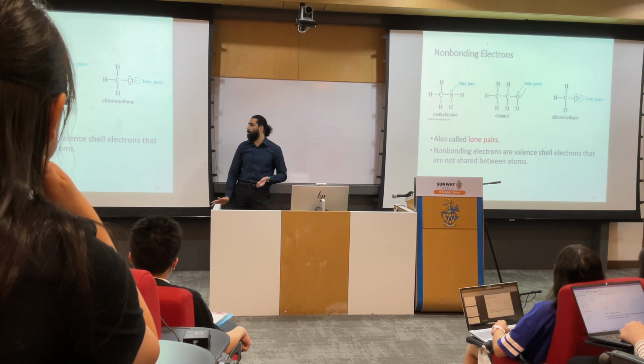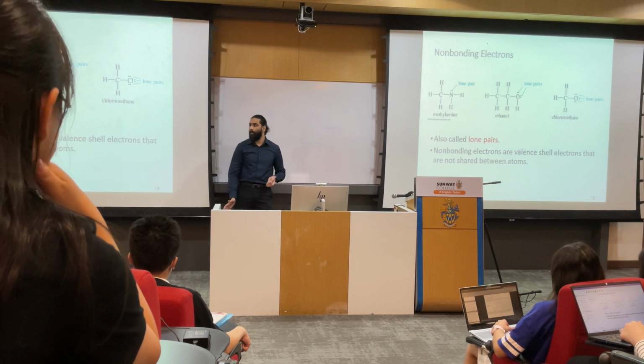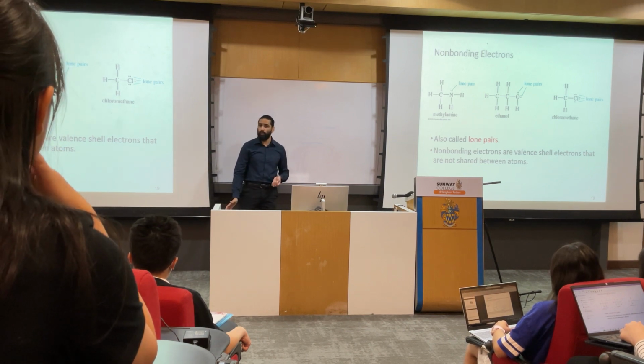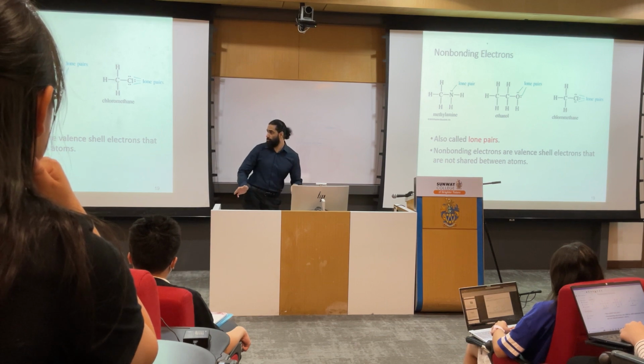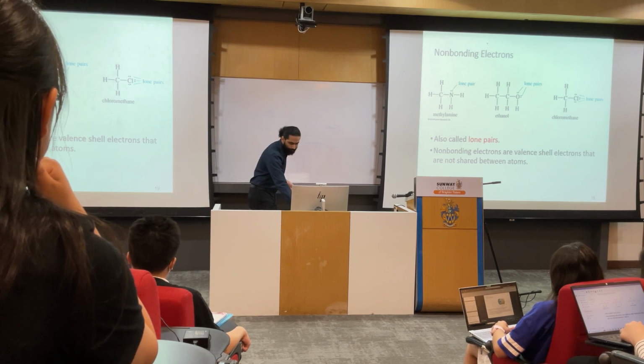Carbon can generally make 4 bonds, right? Nitrogen can make 3 bonds. Oxygen can make 2 bonds. So this is very well known information, right?